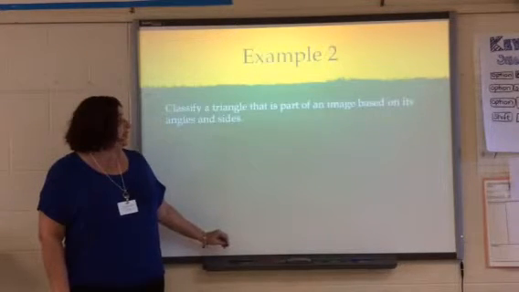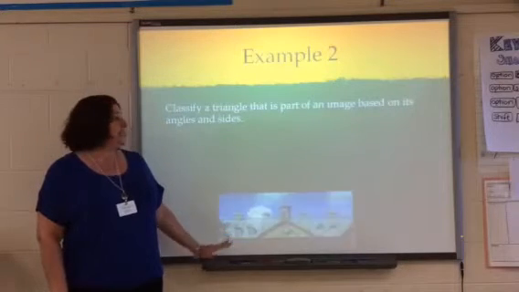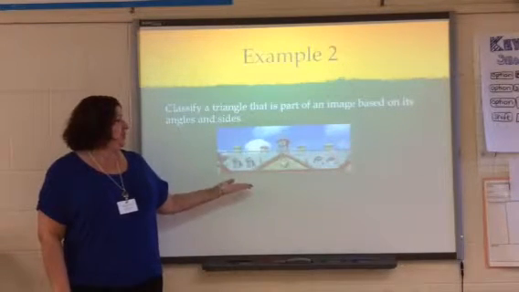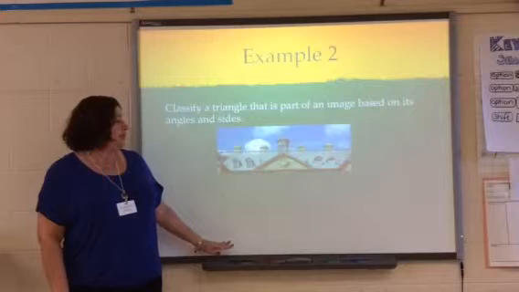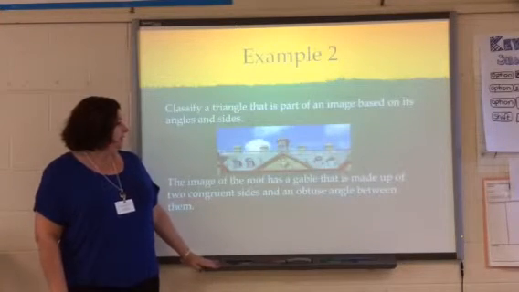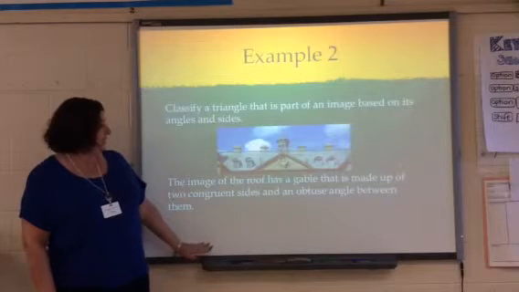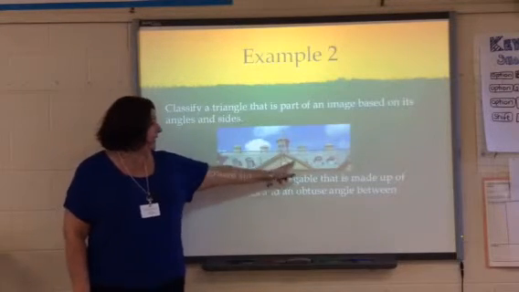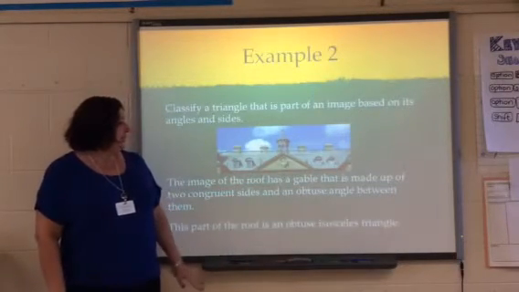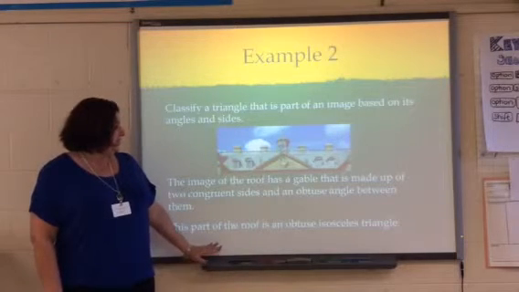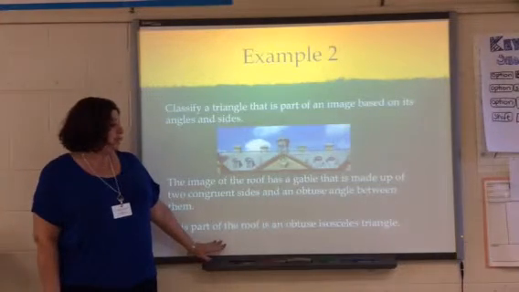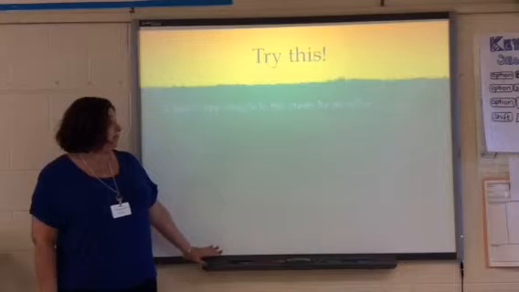Classify a triangle that's part of an image based on its angles and sides. If I show you this roof line and ask you about the triangle there, you should tell me that the triangle has a gable that's made up of two congruent sides and an obtuse angle between them. This part of the roof is an obtuse isosceles triangle.